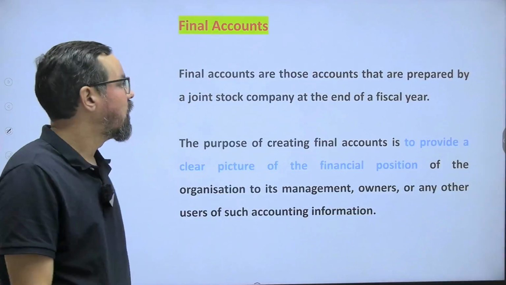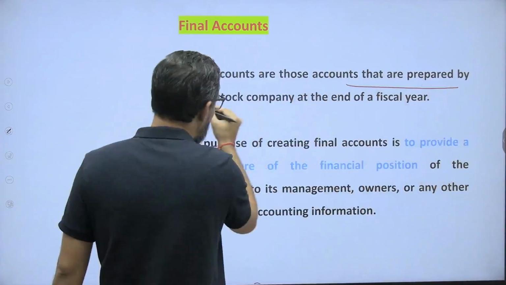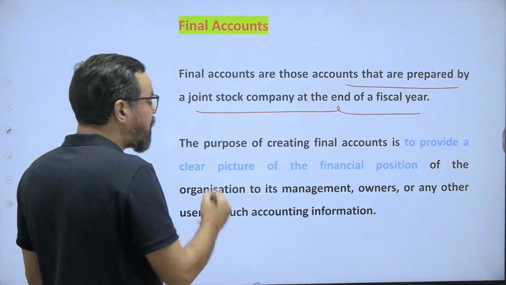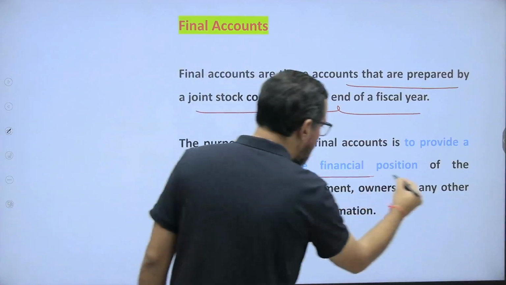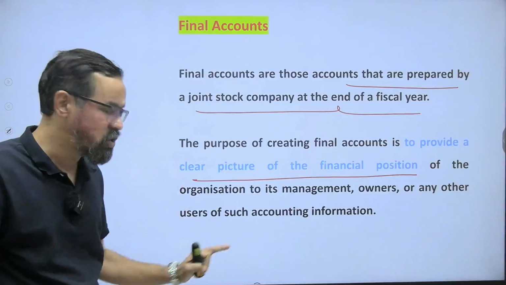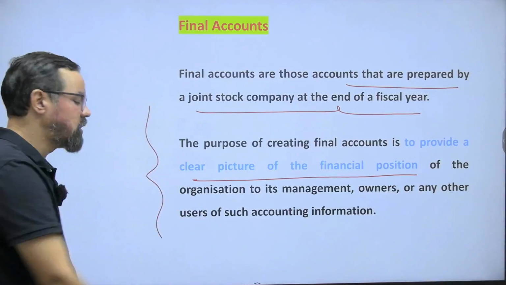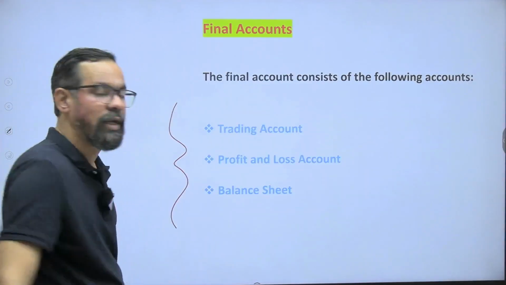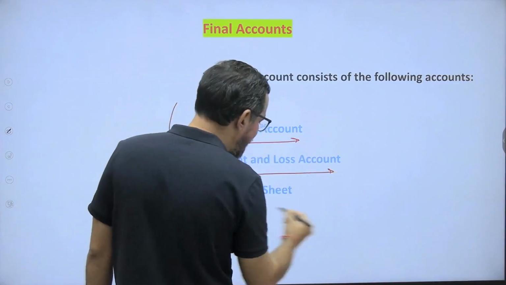Okay? So final accounts. Final accounts are those accounts prepared by a joint stock company at the end of the fiscal year, accounting year, or financial year. The purpose of creating final accounts is to provide a clear picture of the financial position of the organization to its management, owners, or any other stakeholders, so they can make their decisions accordingly, right? So this is the very basic one. Three major accounts are generally involved: trading account, profit and loss account, and balance sheet.